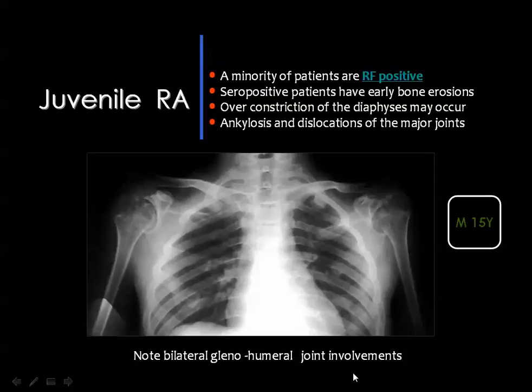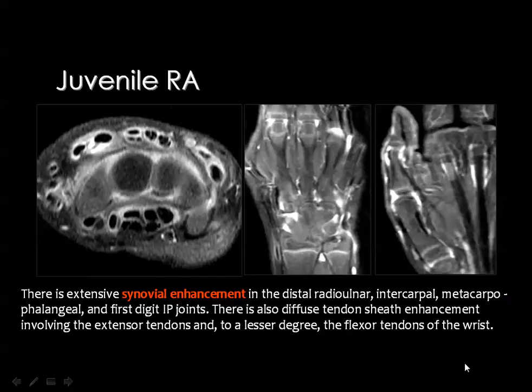In the juvenile type of rheumatoid arthritis, a minority of the patients are rheumatoid positive, and these rheumatoid positive patients may show early erosive changes of the bones. And this is bilateral glenohumeral juvenile rheumatoid arthritis, where you see the decreased bone density, the narrowing of the joint space, and bony erosive changes in the humeral head, especially on the left side.